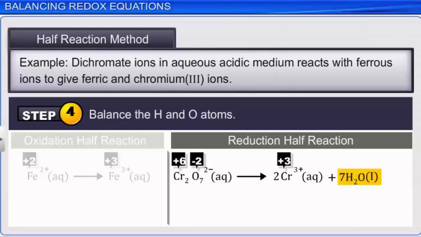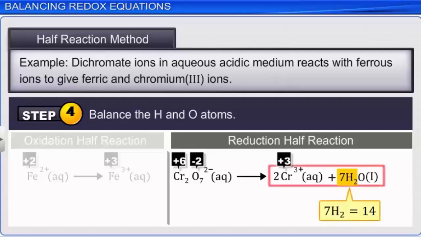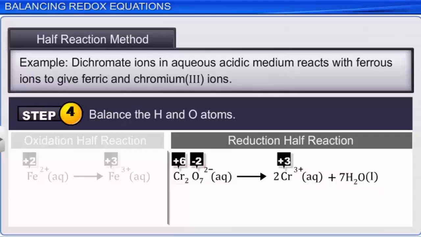Now, after the addition of 7 water molecules, there are 14 hydrogen atoms on the right-hand side, but no hydrogen atom on the left-hand side. Hence, to balance the hydrogen atoms, we add 14 H plus ions on the left-hand side.